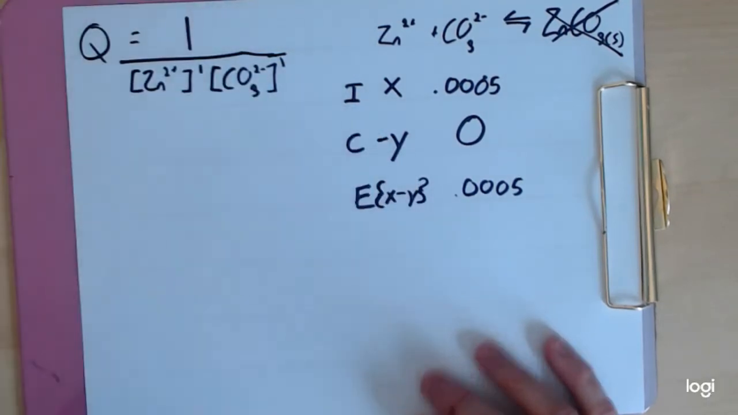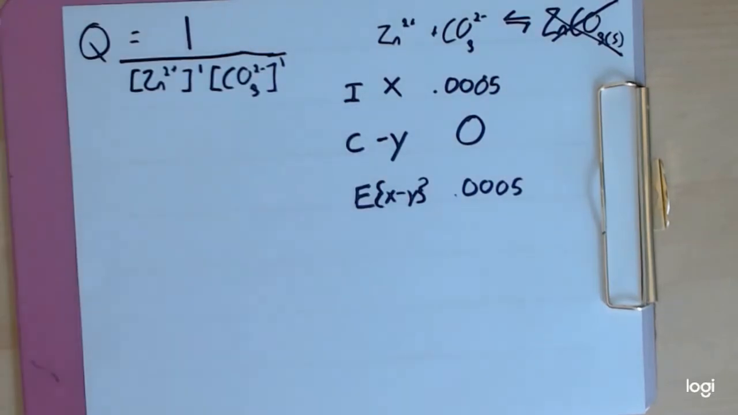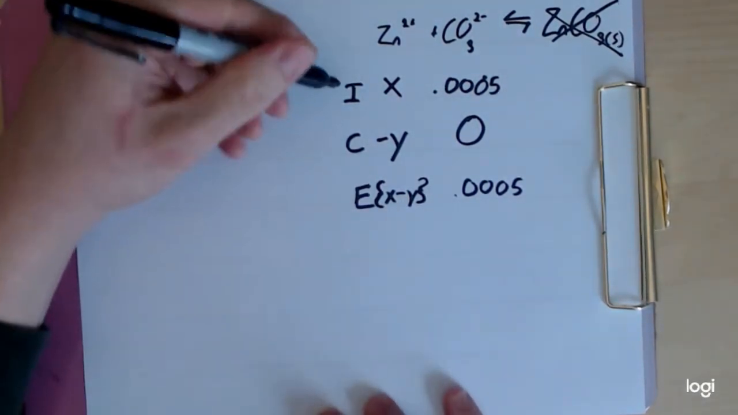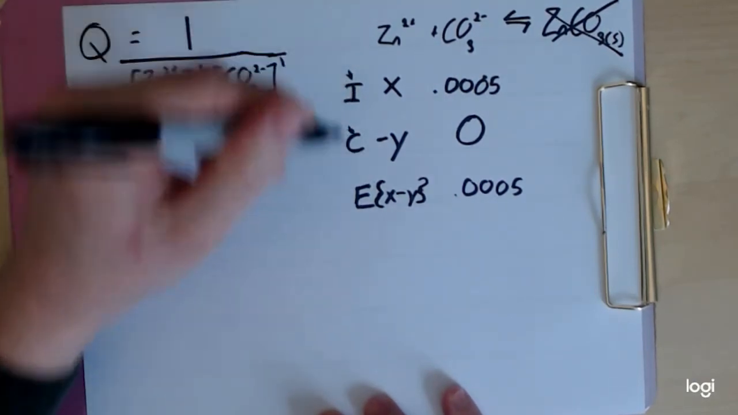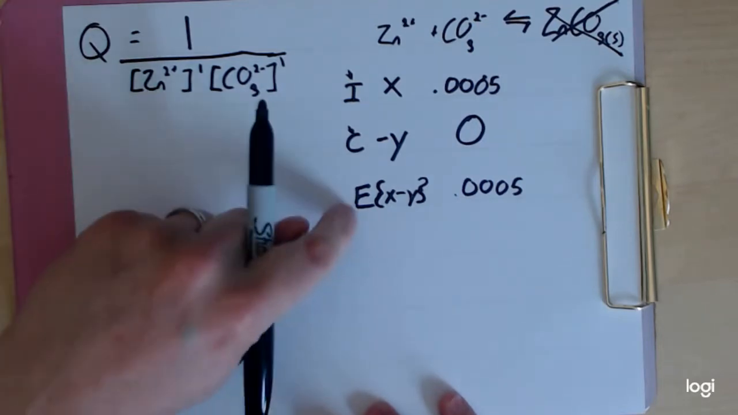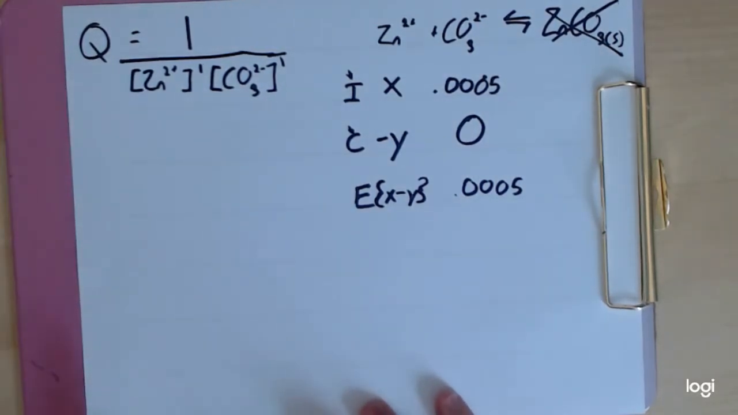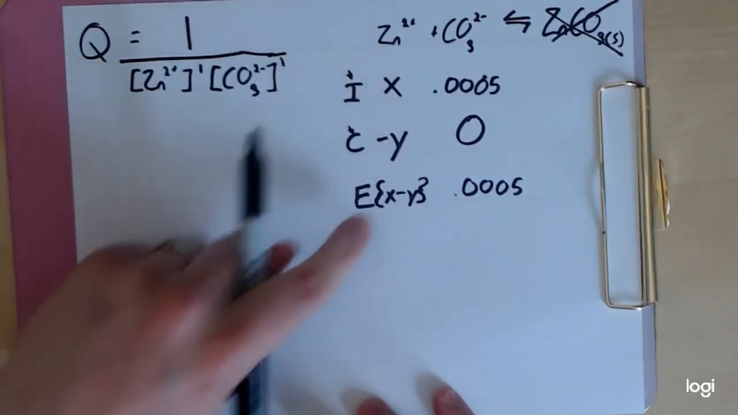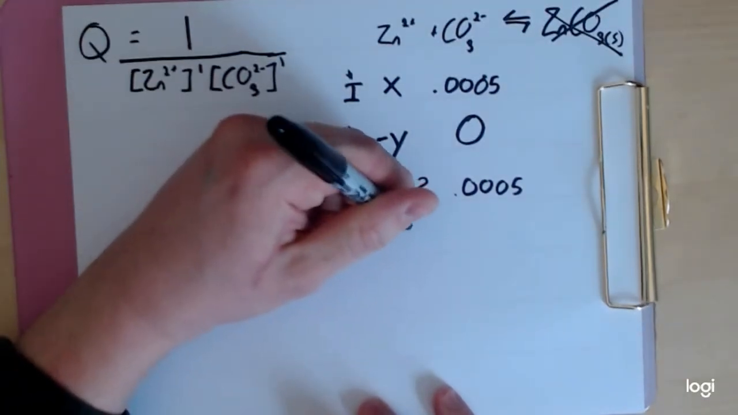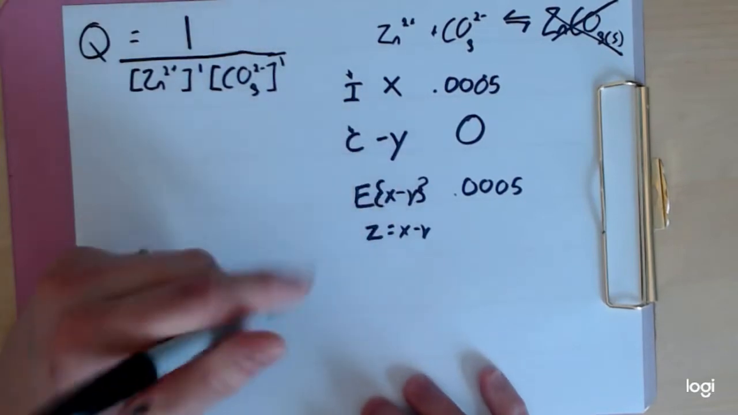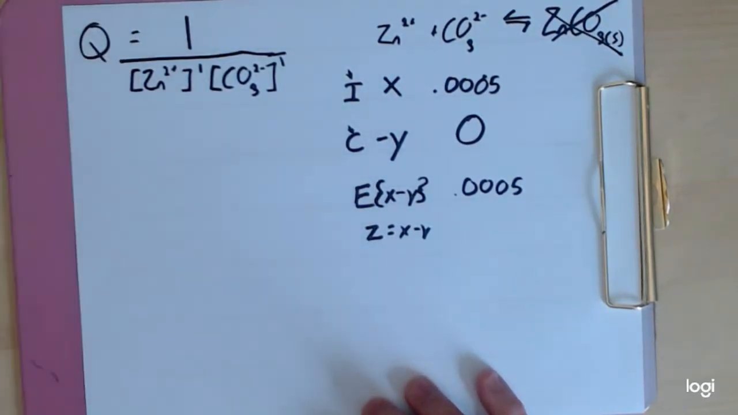Now, this expression is kind of hairy because we have two variables. But what's key to recognize here is that we weren't asked to calculate the initial concentration or the change in concentration. All we want to know is the equilibrium concentration. And so because we don't have to solve for either of these variables, we can simply define a new variable, z, equals x minus y, and just solve for z in this reaction quotient.